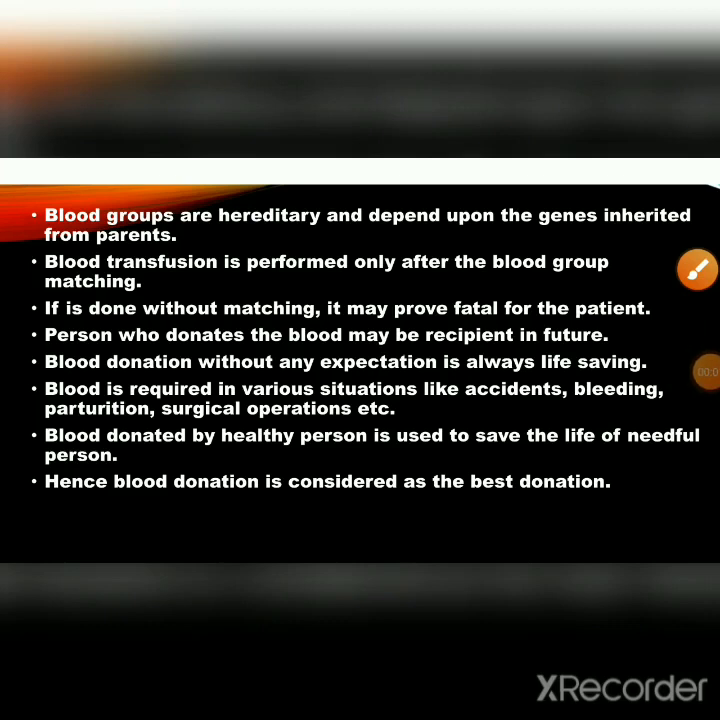If it is done without matching, it may prove fatal for the patient. A person who donates blood may be a recipient in the future. Blood donation without any exception is always life-saving. Blood is required in various situations like accident, bleeding, parturition, meaning giving birth to a young child, surgical operation, etc. Blood donated by a healthy person is used to save the life of the needful person. Hence, blood donation is considered the best donation.